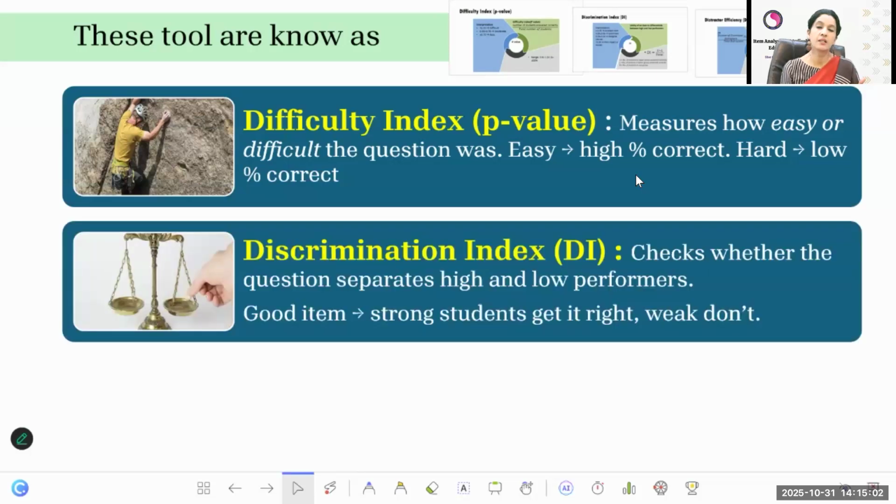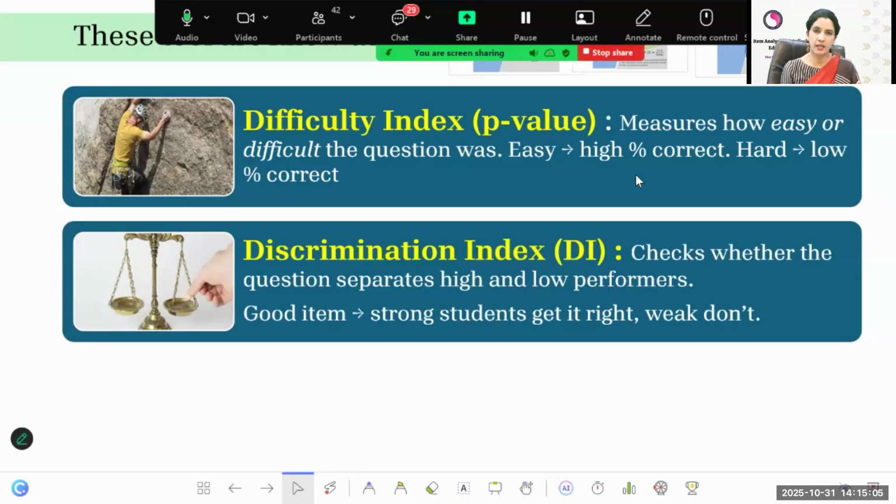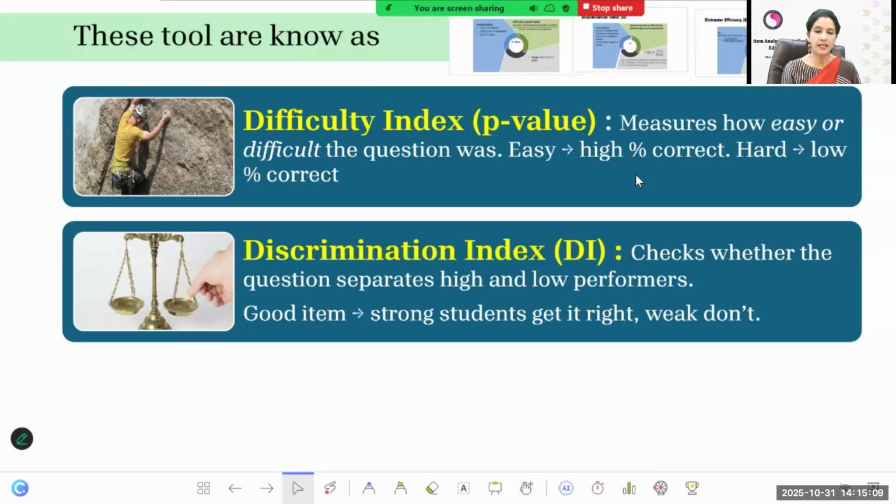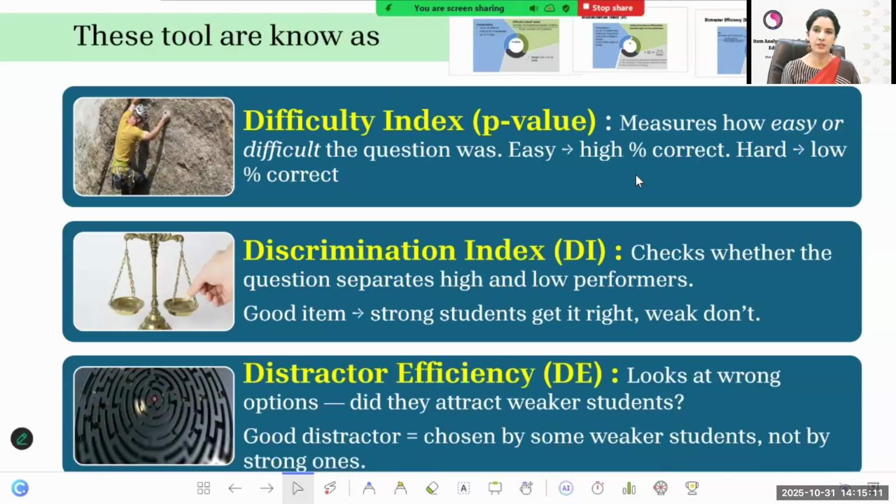So first we discussed the difficulty index or facility value or p-value. Second, we discussed the discrimination index, the ability to differentiate between the high performer and a low performer. And then third comes the distractor efficiency. Do you know what a distractor is? Out of 4 options, 1 is the key, and the rest 3 are distractors. This distractor efficiency looks at the wrong options and analyzes whether those wrong options were able to attract weak students or not. A good distractor is one chosen by weak students but not by the strong ones.